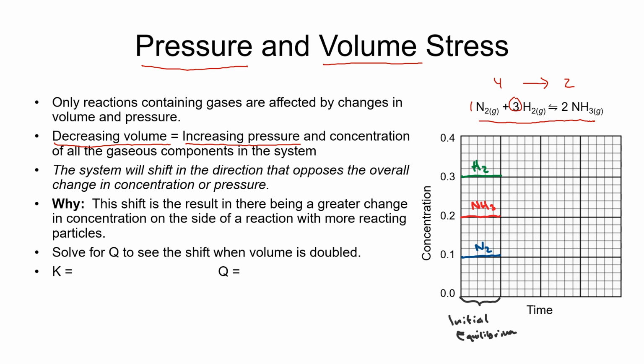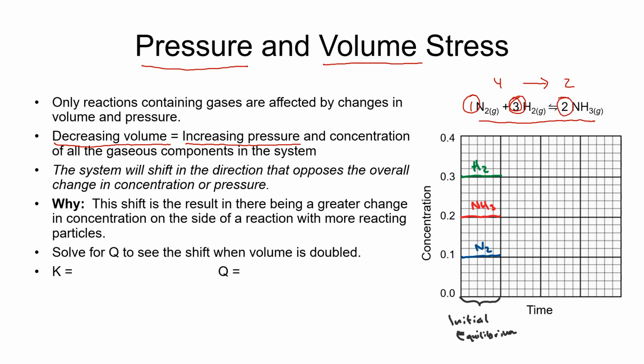Now, of course, that doesn't explain why. So the explanation of why then would be that the effect of changing the volume changes the concentrations of the side with more reacting particles more. All these quantities become the exponents, as you recall, and so the concentrations of those are going to increase and decrease to a greater degree than when the values are smaller.